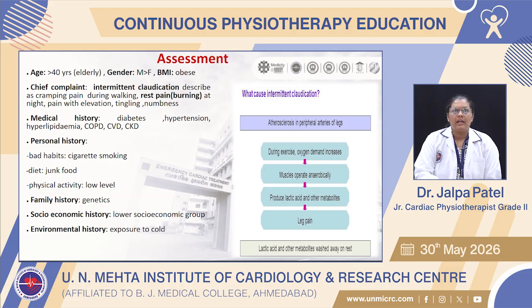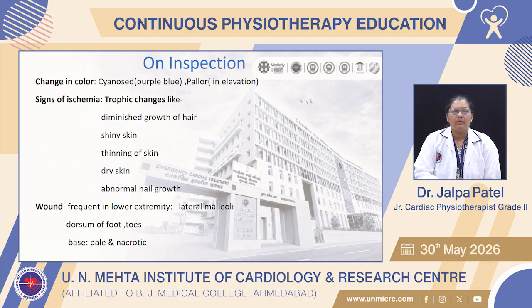Now, medical history: diabetes, hypertension, hyperlipidemia, COPD, CVD, and CKD. Personal history: bad habits such as cigarette smoking, diet in which patients use a lot of junk food, and low levels of physical activity. Family history: it is genetic. Socio-economic history: lower socio-economic group. Environmental history: exposure to cold.